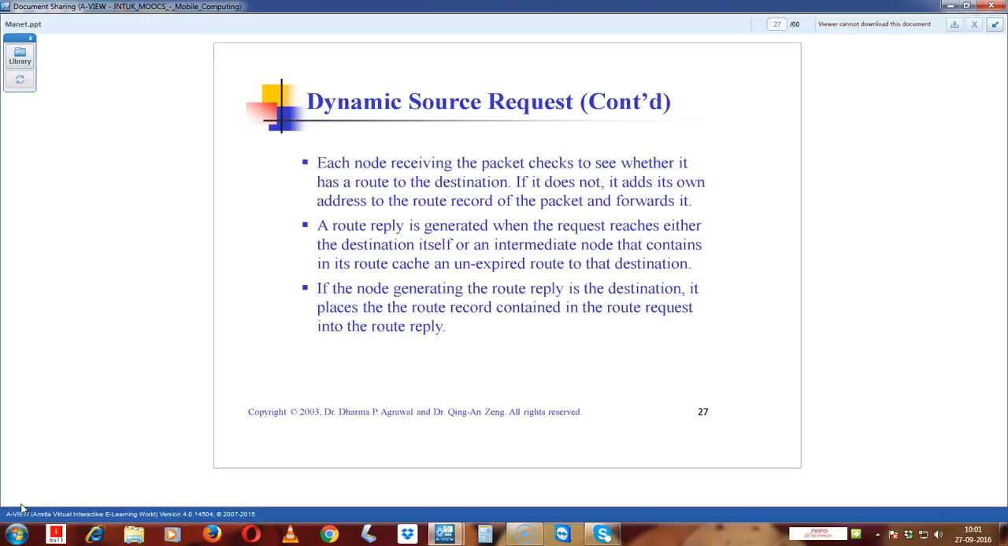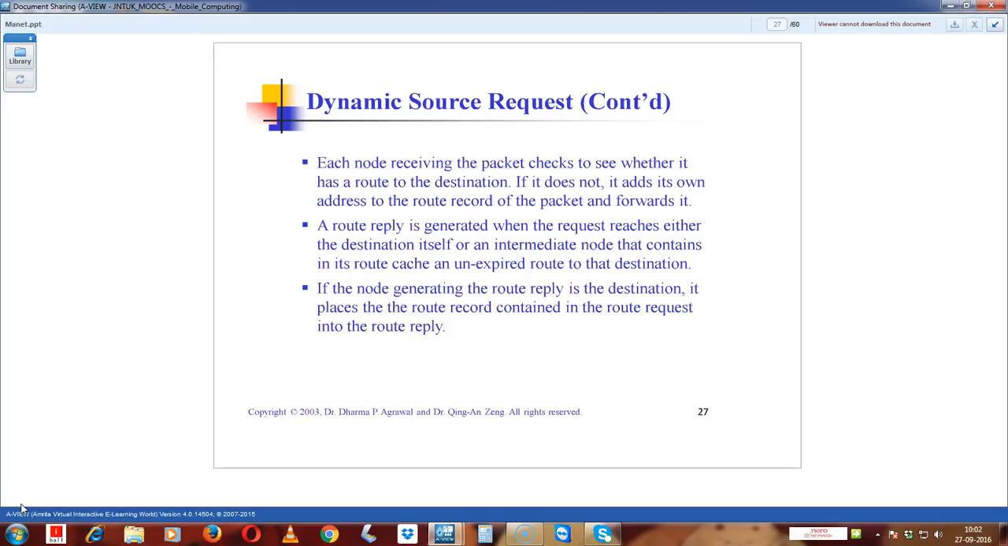In this case, each node receiving the packet checks whether it has a route to the destination. The intermediate nodes, after receiving the broadcast packet, will look in their route cache to see whether they have a route for the destination or not. If it does not have that destination route, it adds its own address to the packet and again broadcasts that packet to the nearby nodes, forwarding it.